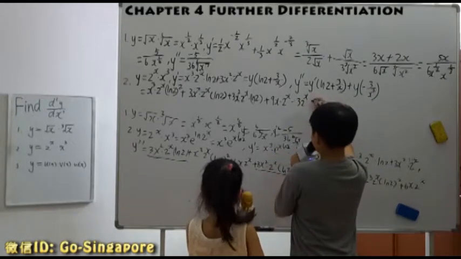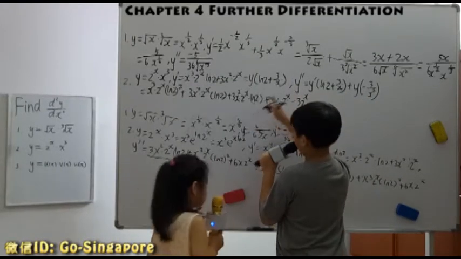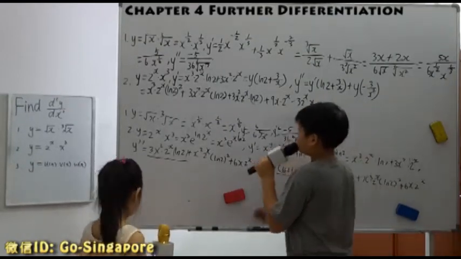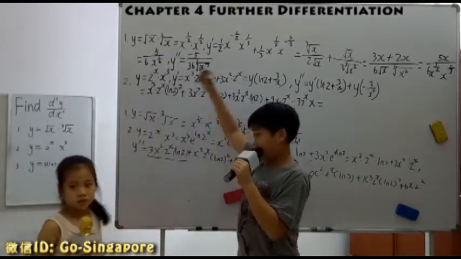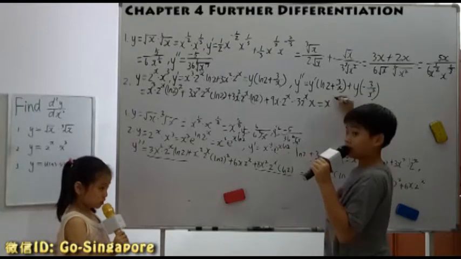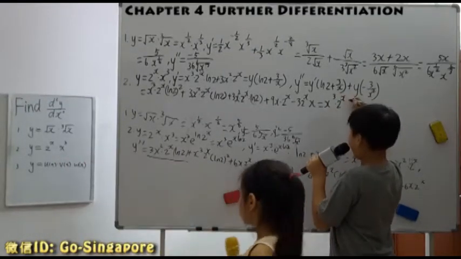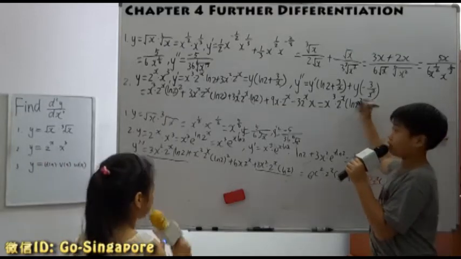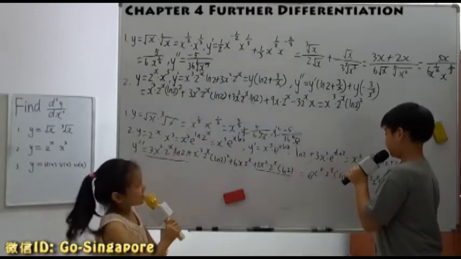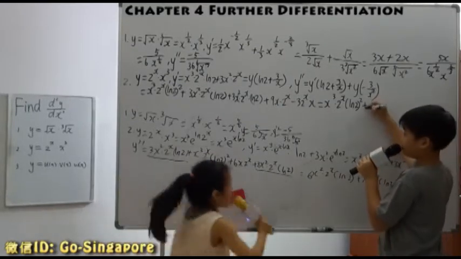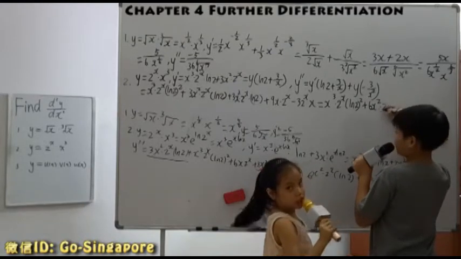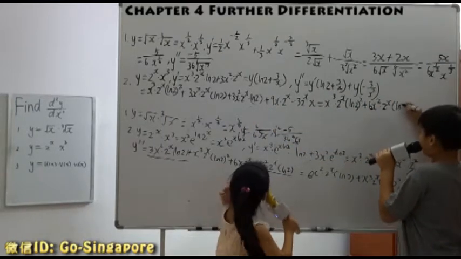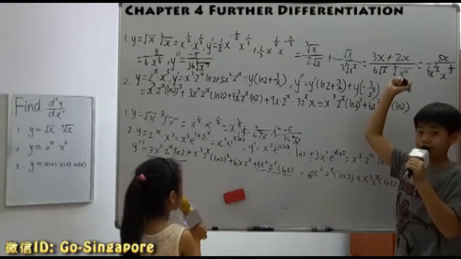There's already a 3, what's missing? X, right? So for this, we look at this, anything that is same? No. So this is x cubed times 2 to the power of x, ln 2, and this to the power of 2, correct? Then we look at this part, anything the same? This is 6x squared times 2 to the power of x. Wait, what about this and this? It's just that I put this in a different order, but it's actually also the same, right?